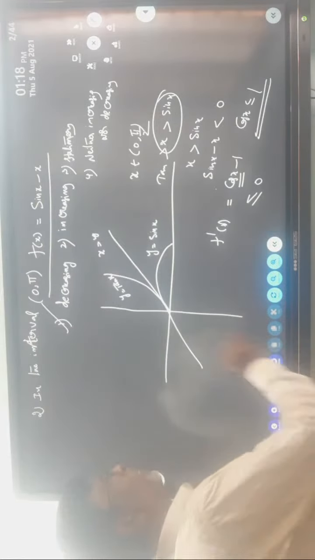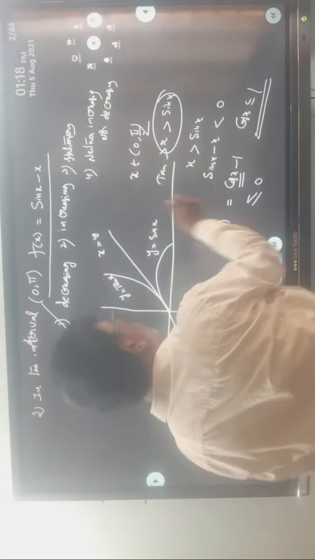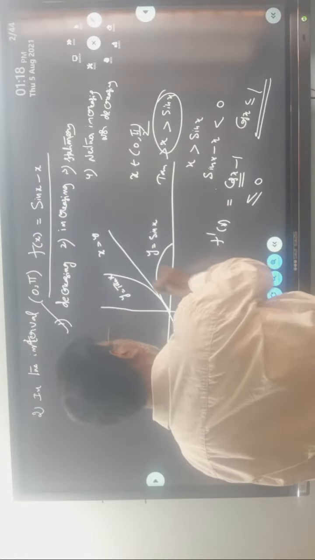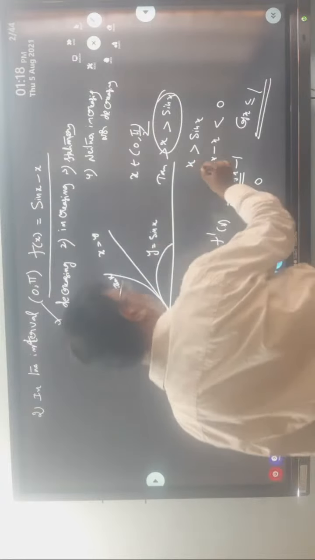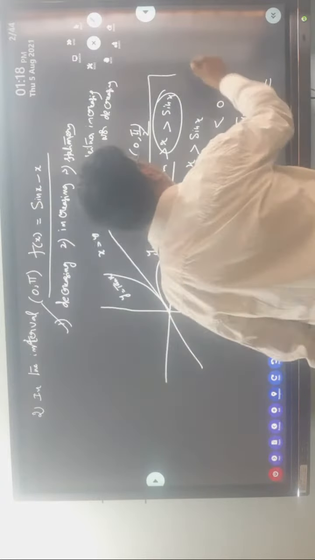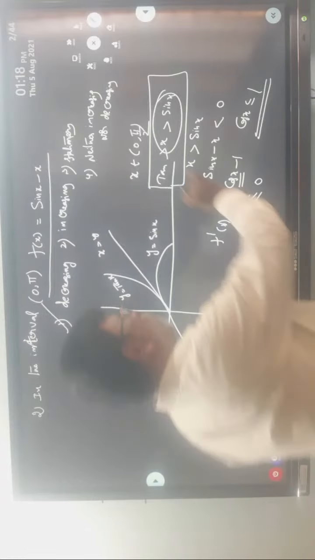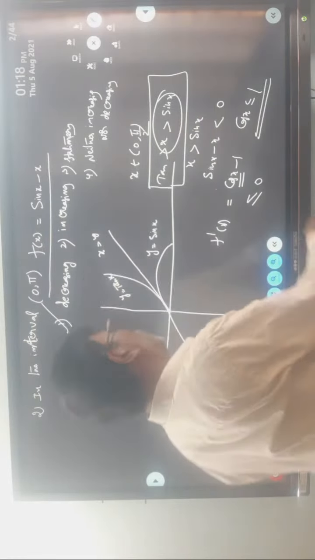Now, this is the concept of increasing and decreasing. Once again, the graph is like this. From 0 to pi by 2, tan x is more. This is the basic concept: tan x is greater than x, greater than sin x. We are taking this part only, x and sin x.